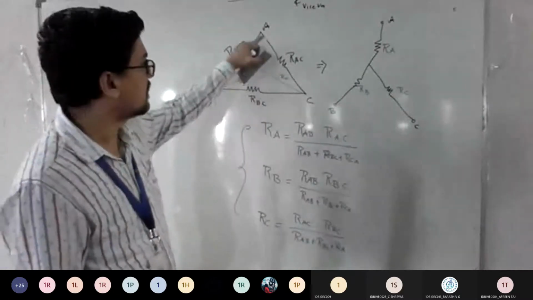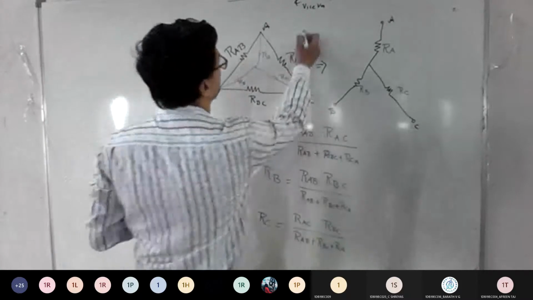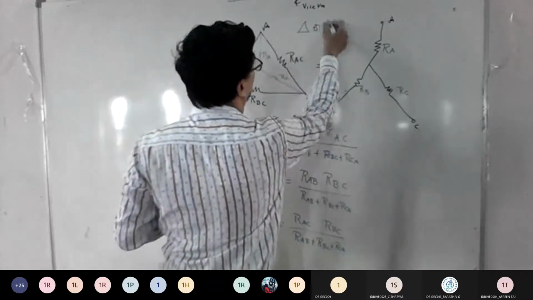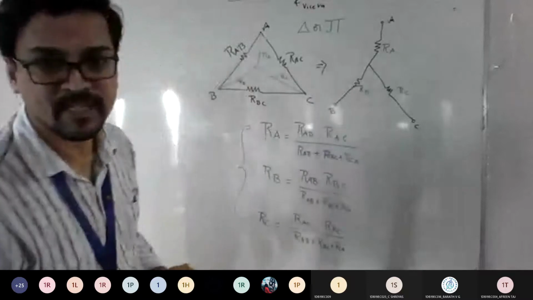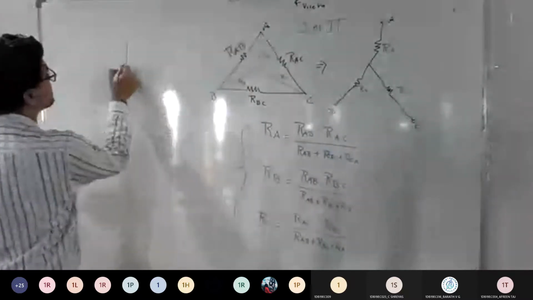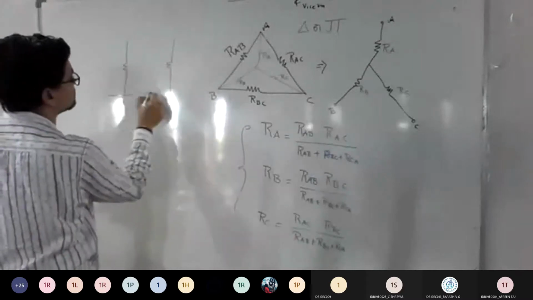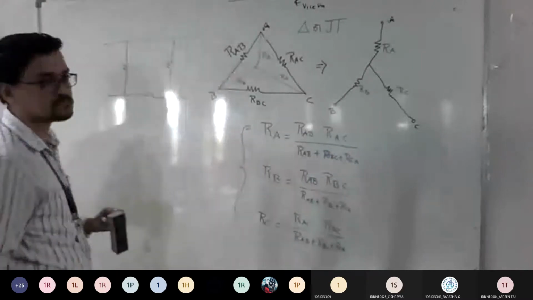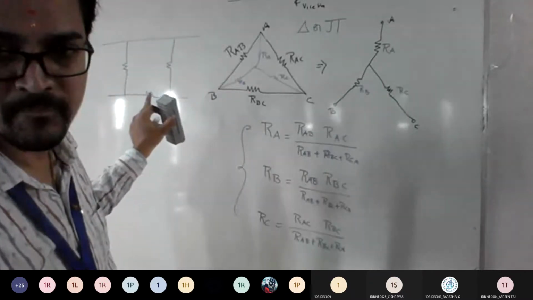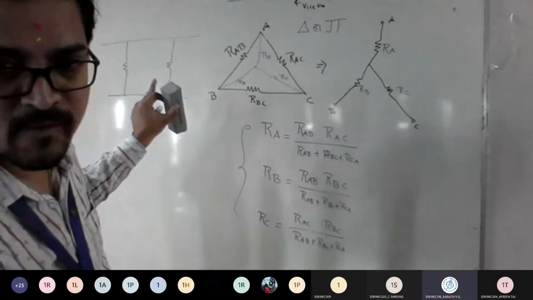Sometimes the diagram will be of delta in this way. So I can represent my delta, or I can represent it in the form of pi also. In the form of pi means what? The network looks like this. Is it like pi? Everyone, is it like pi? Yes or no? Yes, sir.